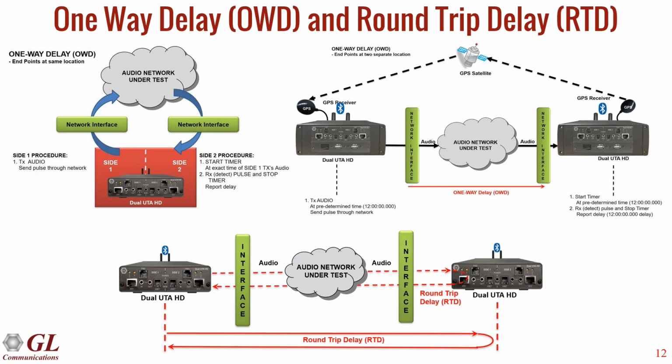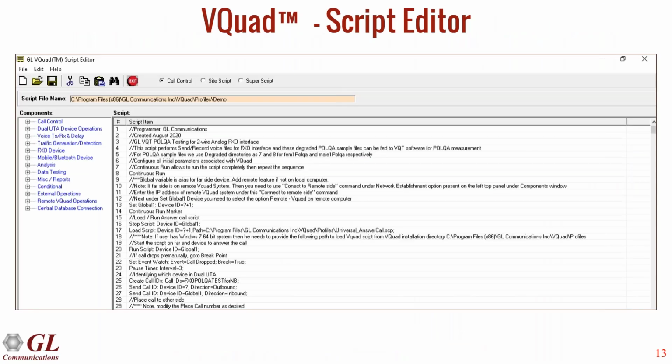It doesn't require anything but setting the second phone into a loop back and running the test from the first phone. Okay, and then finally what I want to just talk about is the script editor.